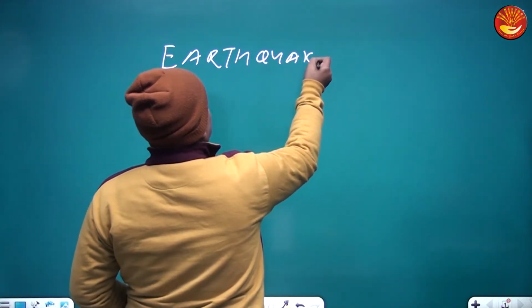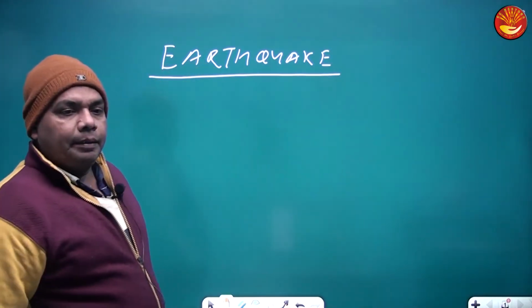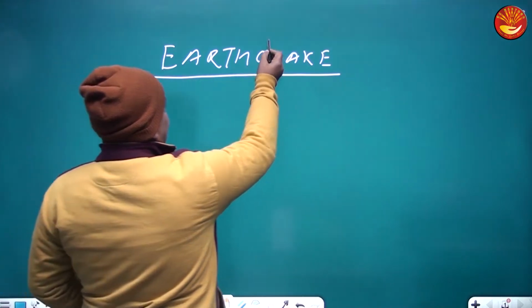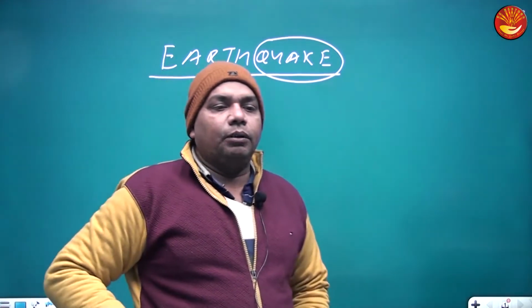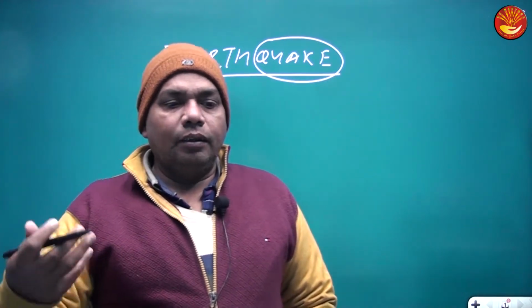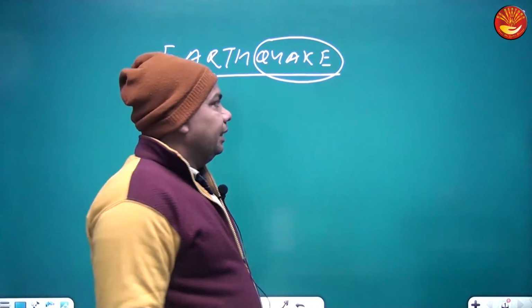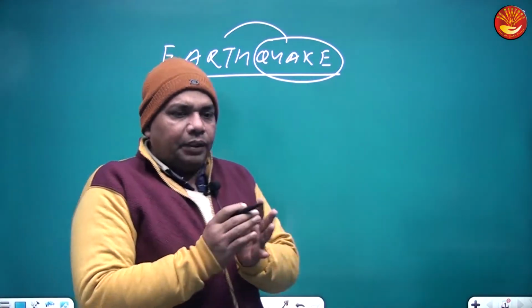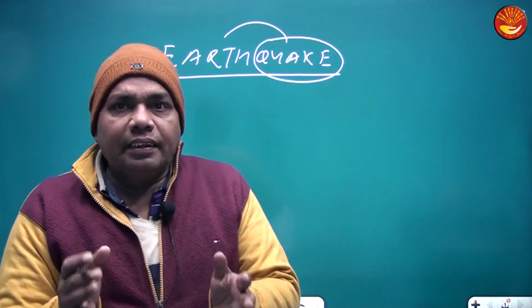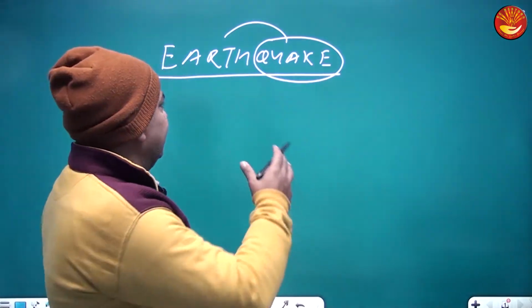What is an earthquake? An earthquake is simply a sudden quake, a sudden tremor felt in the earth's surface. In other words, you can say it is a vibrant release of energy. The vibrant release of energy is an earthquake.